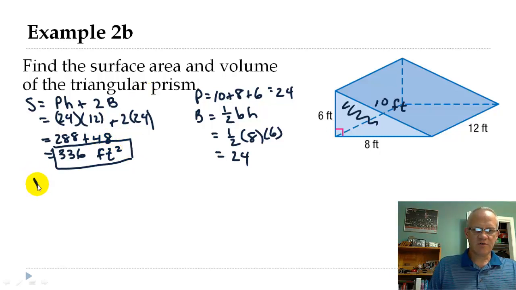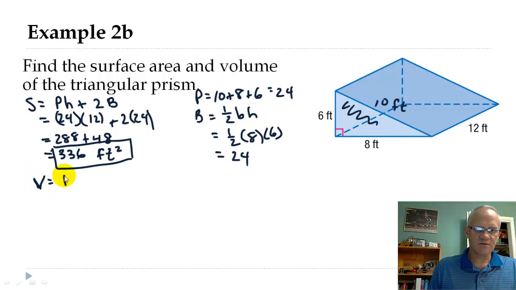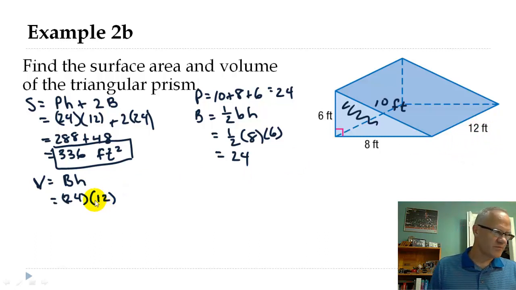Very last thing, volume. And the volume would be big B base times height. Well, fortunately, we've already figured out the big B over here. From before, we got 24. And the height, again, is 12. And so all we have to do there is 24 times 12. And that would be 288. Since it's volume, that would be in feet cubed or cubic feet.